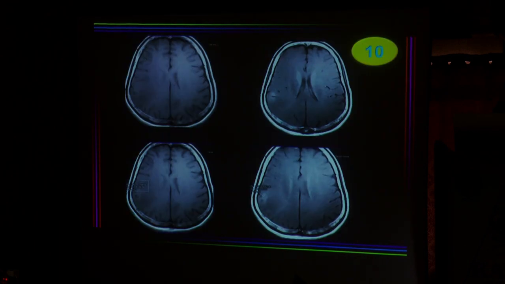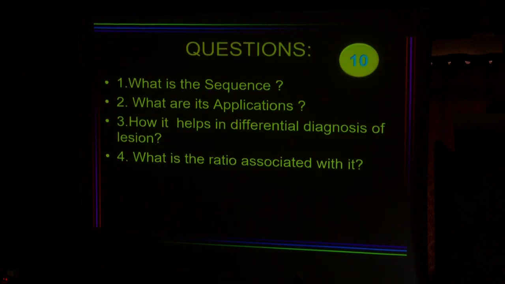So this is the next question. So what is the sequence? Anybody knows the sequence? Have you seen the sequence earlier? And what are its applications? 3D, somebody said. Proton density. Okay, it seems to be the proton density sequence.